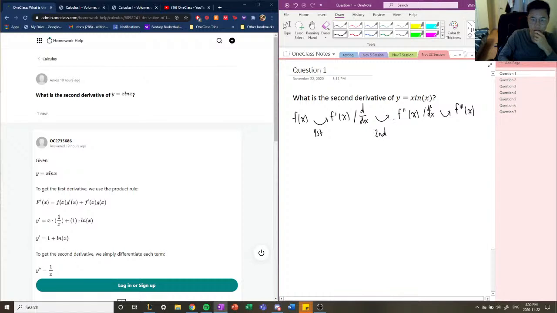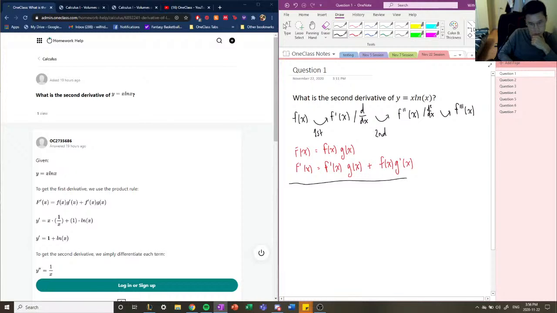Another useful rule here is that our original function is a product of 2 functions, x and ln of x. So we're going to use the product rule. The product rule suggests that if F of x equals f of x times g of x, then F prime of x equals f prime of x times g of x plus f of x times g prime of x. We're going to use this product rule to find our first derivative.